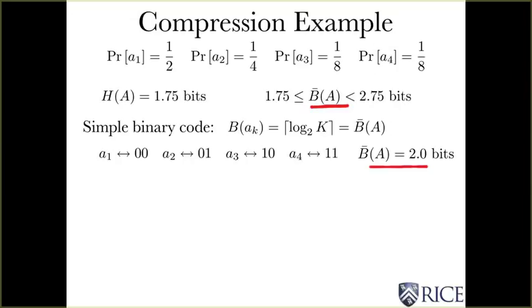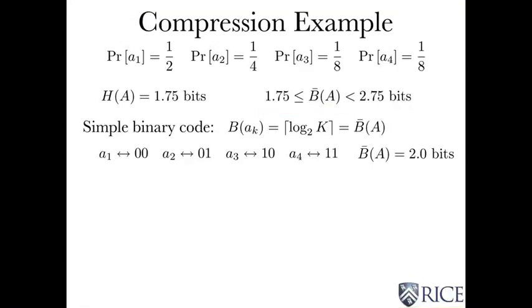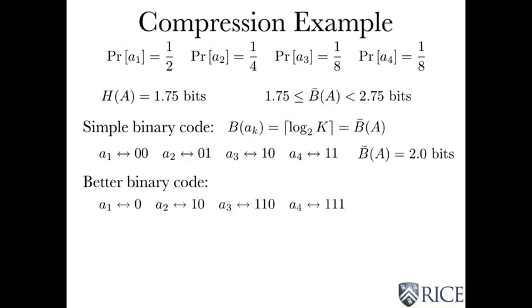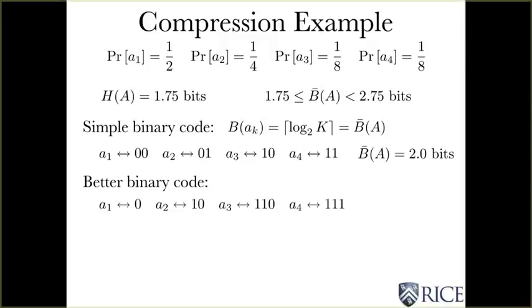Is there something that can be better than 2 bits, that can get closer to what's called the entropy limit, this lower bound? Well, let me give you an example of one, and it may look a little screwy at first, a little interesting. What I'm going to do is represent A1 with 1 bit, a 0. I'm going to represent A2 with 2 bits, and A3 and A4 with 3 bits.